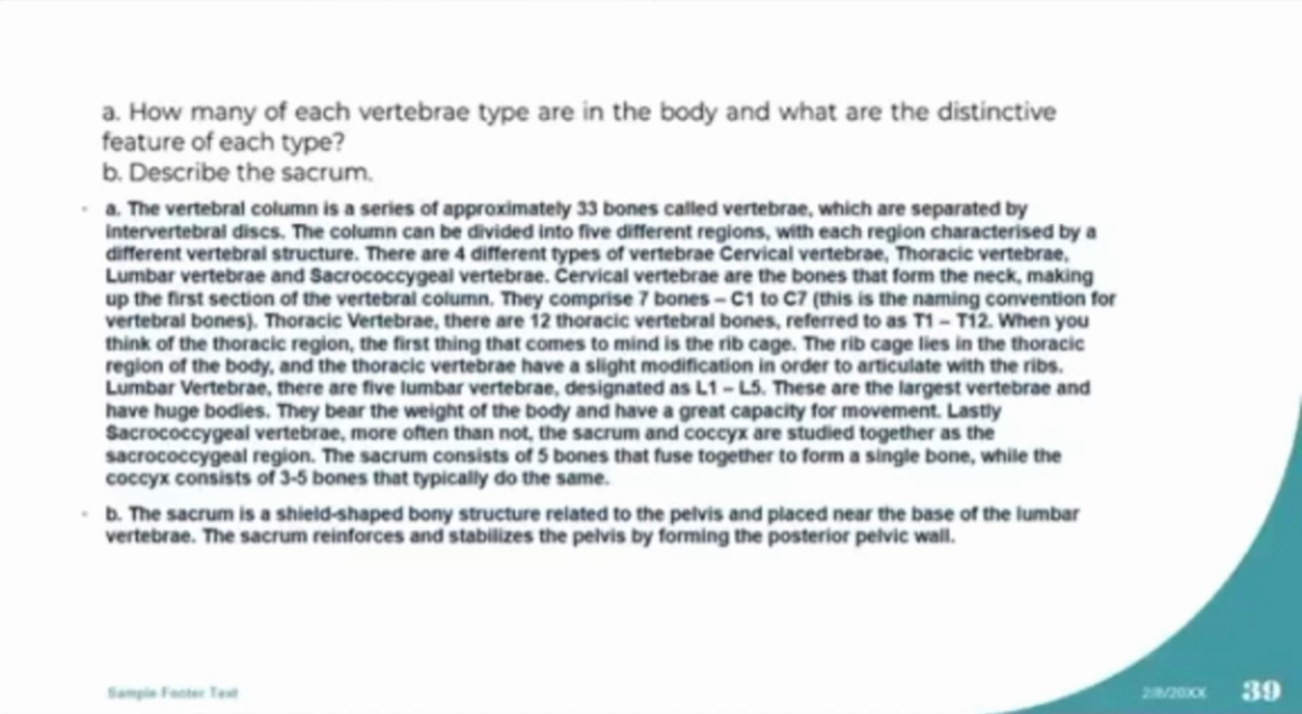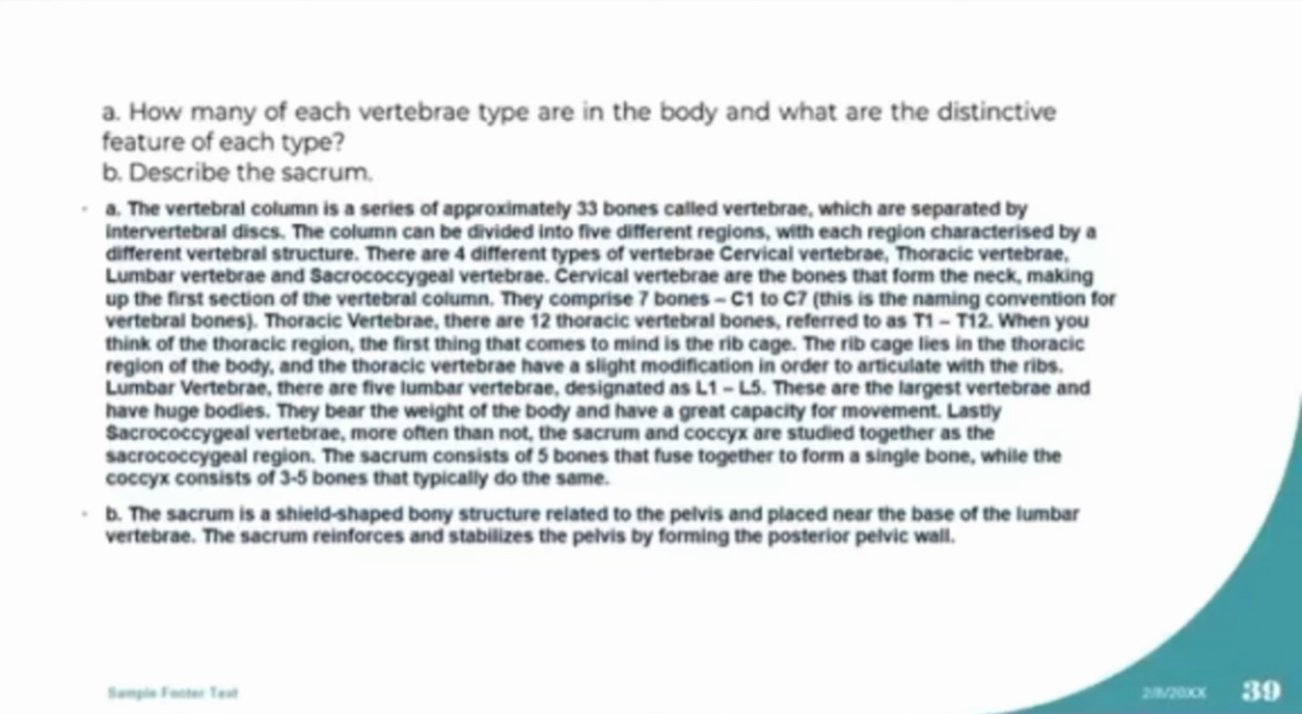Cervical vertebrae are the bones that form the neck, making up the first section of the vertebral column. They comprise 7 bones. So the names of those bones are C1, C2, C3, C4, and so on. This is the naming convention for vertebral bones. So thoracic vertebrae: there are 12 thoracic vertebral bones referred to as T1 to T12. When you think of the thoracic region, the first thing that comes to mind is the rib cage. The rib cage lies in the thoracic region of the body, and the thoracic vertebrae have a slight modification in order to articulate with the ribs.